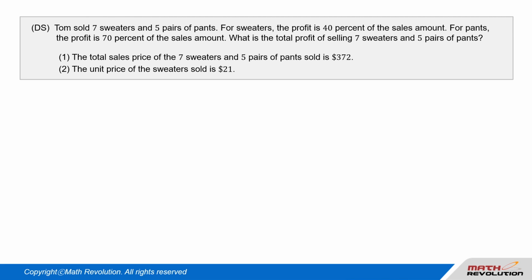Condition 1. The total sales price of the 7 sweaters and 5 pairs of pants sold is $372. Condition 2. The unit price of the sweaters sold is $21.